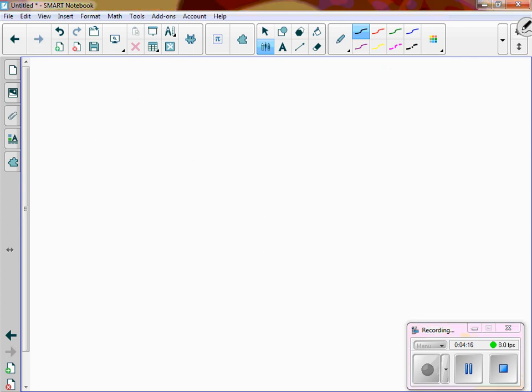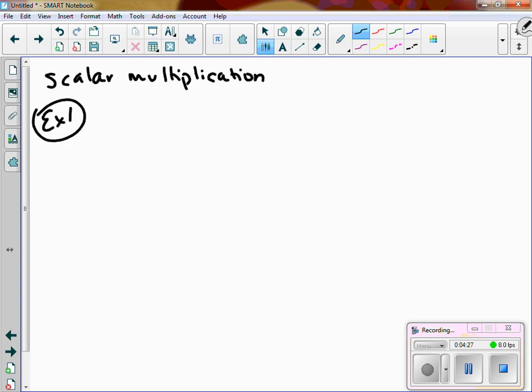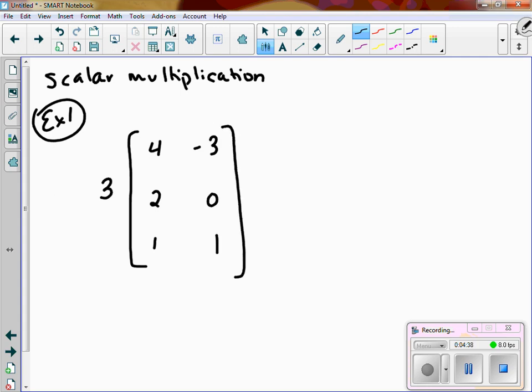The other thing to look at is what we call scalar multiplication. This is pretty basic. Let's say that I've got 3 on the outside of this matrix: 4, 2, 1, negative 3, 0, 1. I want to find what my new matrix would be after my scalar multiplication. A scalar multiplication means that you have a number on the outside, like our 3, and we're just multiplying every element by 3.